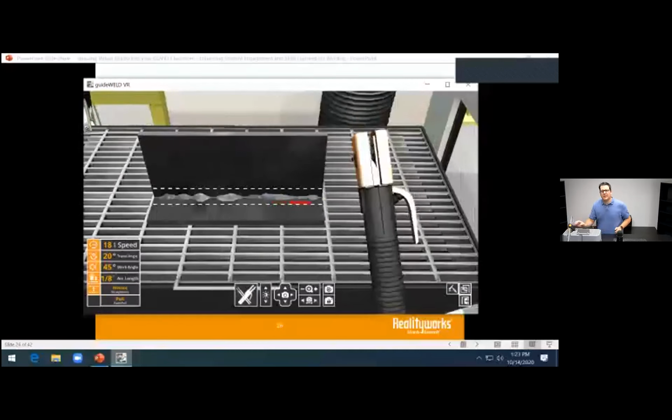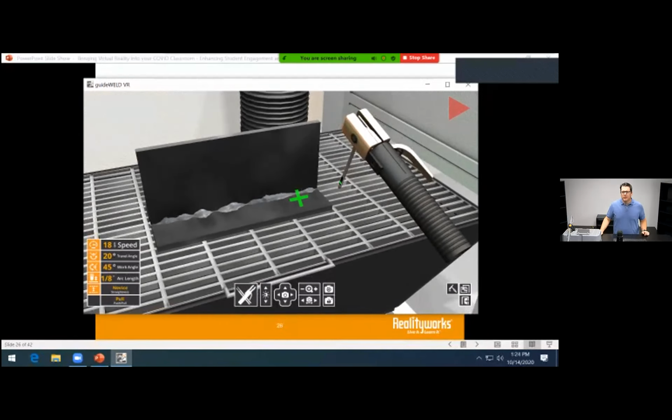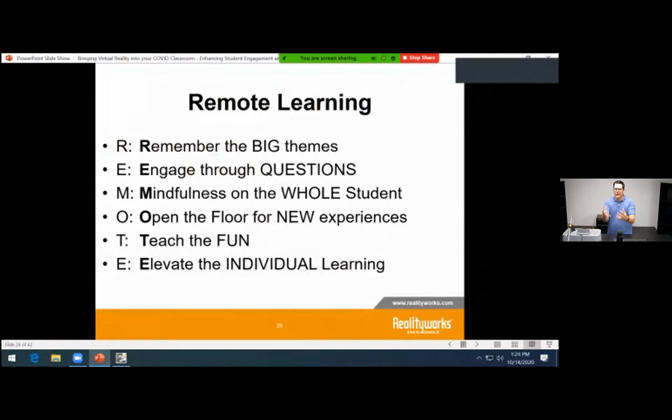Maybe it's having them actually come in and ask questions. What is acceptable here? What's wrong with this weld? You can take a picture of this. You can take a screenshot of this. You can pass it on to your students. You can help them to understand and ask the questions of, okay, here's the situation. What are you going to do in this case?